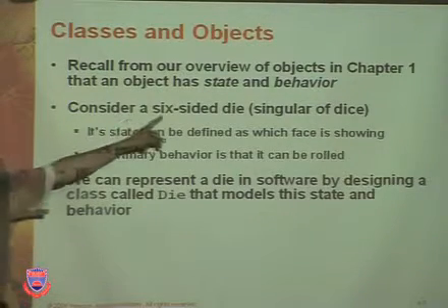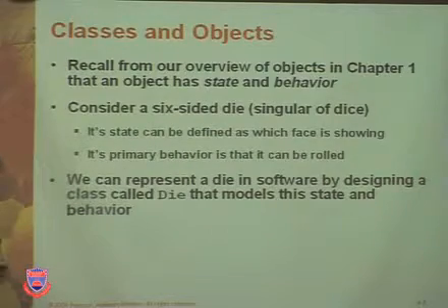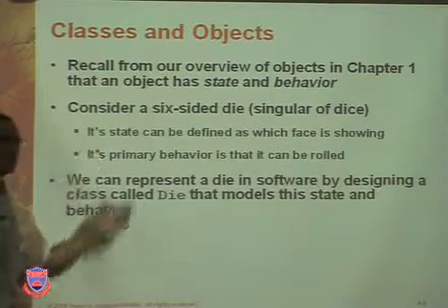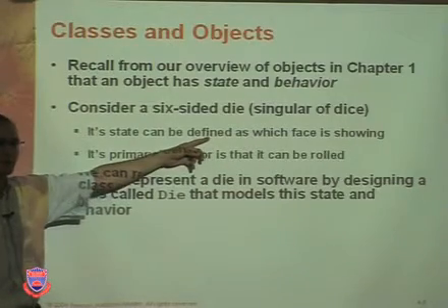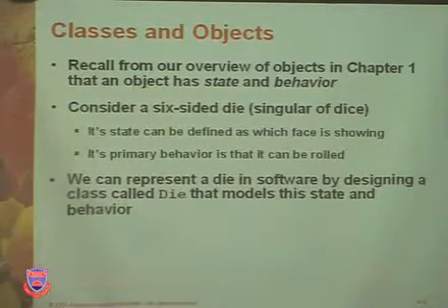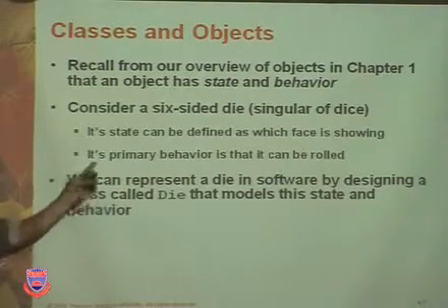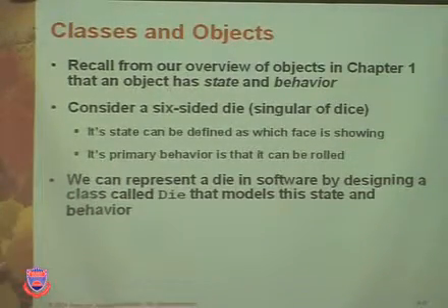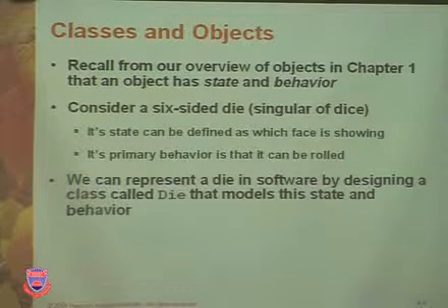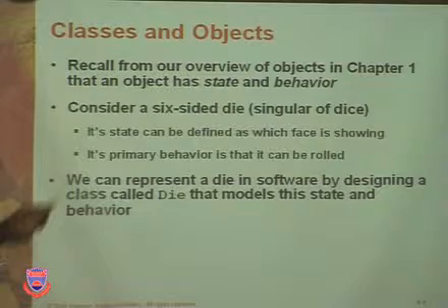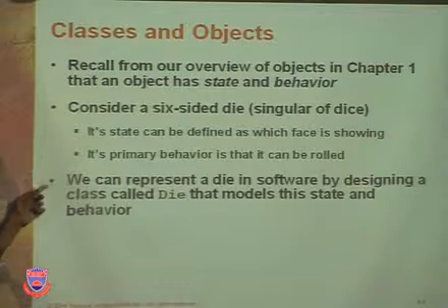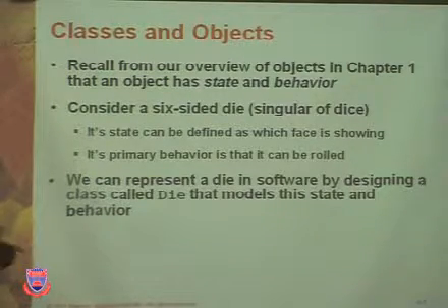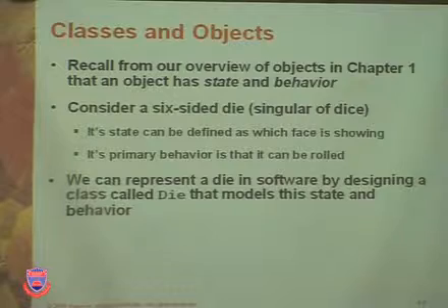For example, consider a six-sided die, dice. You can have its state as what it shows on the face, right? The face is whatever value is showing. And then the behavior that you can have with the die is that you can roll the die and generate a new face value. So that's the behavior. State is the current number that is shown on the face. And then the behavior is what happens if you roll? What is the outcome of rolling the dice?